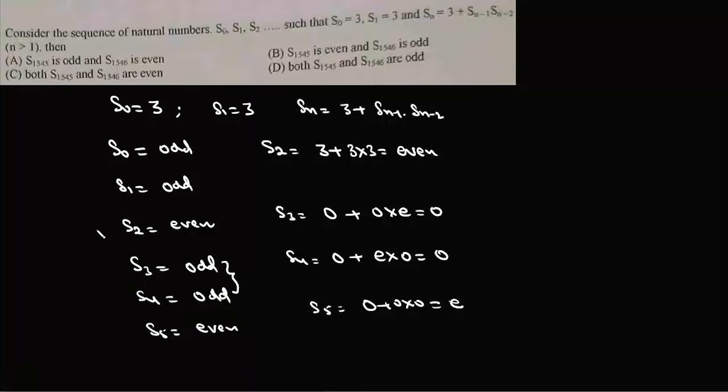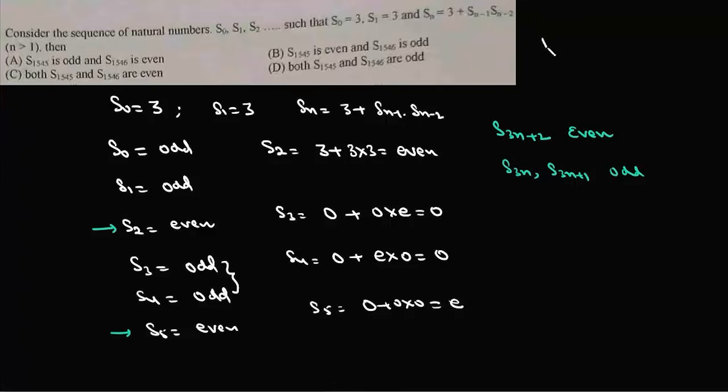We'll have this series where S2 is even, S5 is even. So basically S of 3n plus 2 is even, and if it is a multiple of 3 or of the form 3n plus 1, then it will be an odd number. Now it is asking for S1545 and S1546.